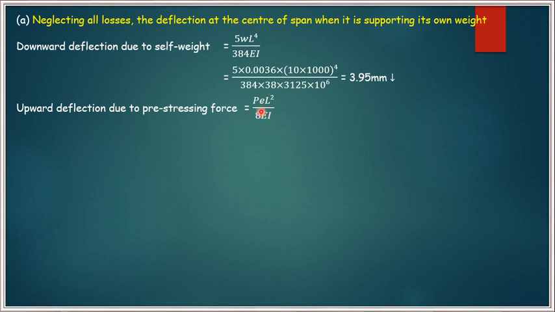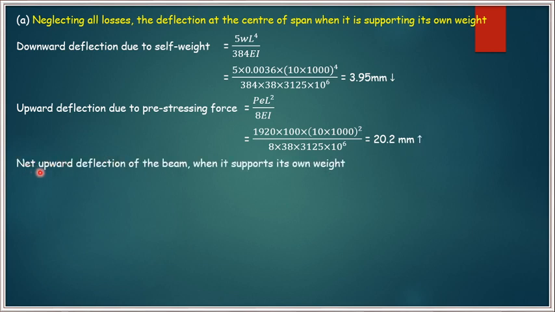So that we are going to consider as PeL square by 8EI, as the formula for pre-stressing. Here we are considering it as UDL part only, acting in upward direction, that is, force is acting in upward direction due to two compressive forces, one upward force is acting. So upward force is PeL square by 8EI, which we have to consider. So substituting the values in this upward deflection formula, we have the deflection in upward direction as 20.2 mm acting in upward direction.